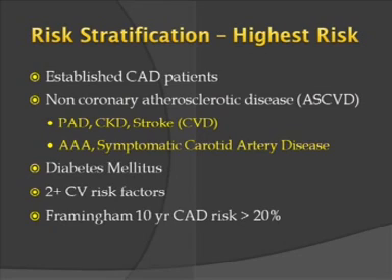Risk stratification: high risk patients are established patients of CAD, non-coronary atherosclerotic vascular disease like PAD, CKD, or stroke or cerebrovascular disease, abdominal aortic aneurysm, symptomatic carotid artery disease, diabetes per se, any two major CV risk factors, or a Framingham risk score of more than 20 for 10 years. All these patients are said to have high CMR risk.